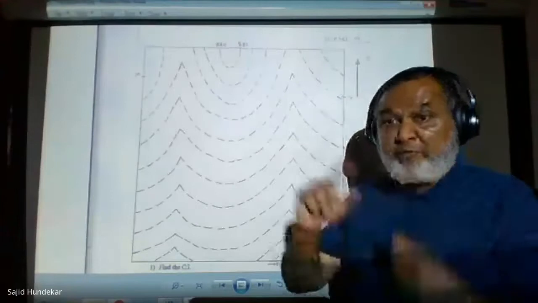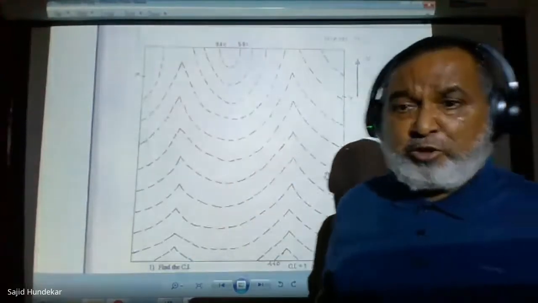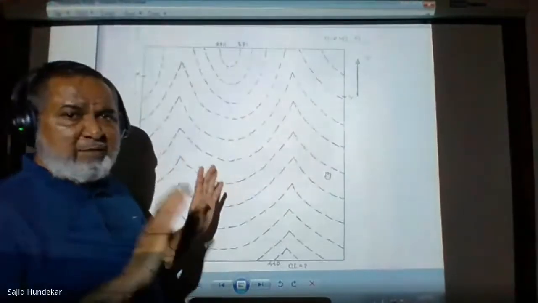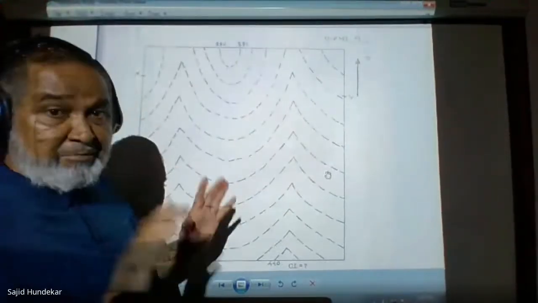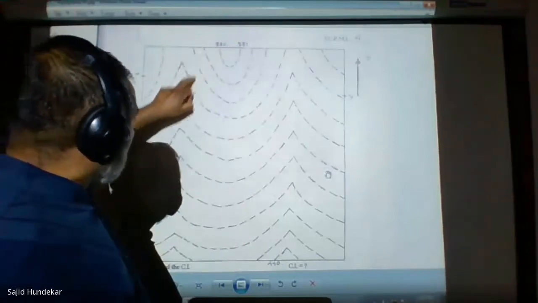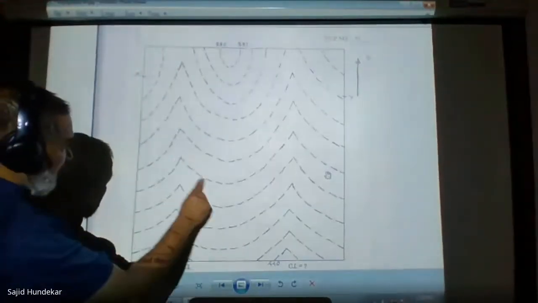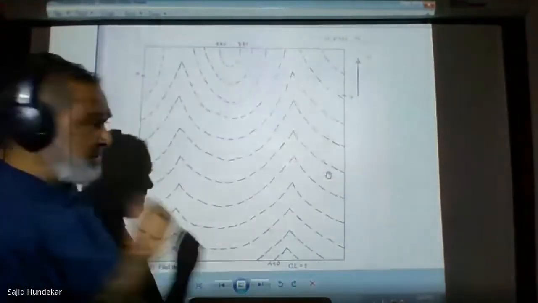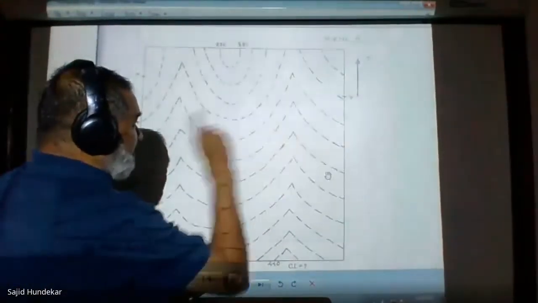Yes, sir. Okay. So now you have to write the description of the topography. The first sentence: the given map shows a mixed topography. Yes, mixed topography. What does it show? This is one valley. This is the second valley. So there are two valleys. One valley here, second valley here.